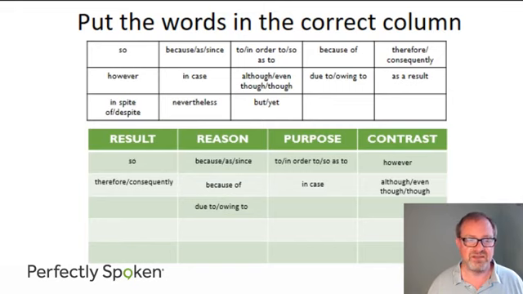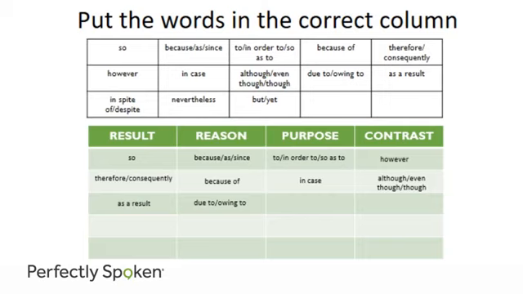Due to, owing to, they express a reason. They're quite formal expressions. Again, we'll look at this later. As a result, not surprisingly, this represents a result. In spite of and despite. Any ideas? I'm going to disappear for a second so you can see this better. They represent a contrast. Nevertheless, also contrast, and then finally but or yet, again contrast.